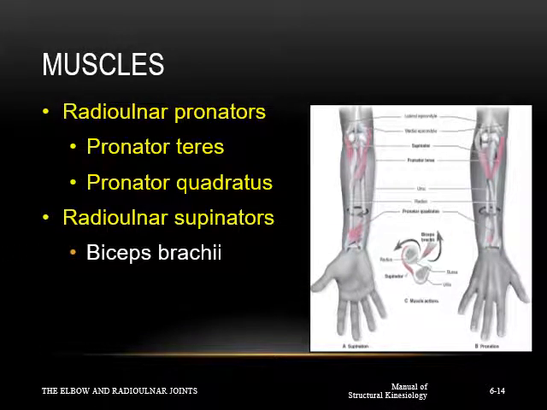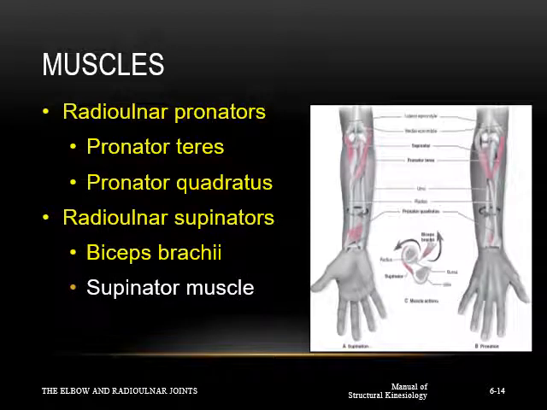The radioulnar supinators. The biceps brachii is actually a radioulnar supinator. So the biceps brachii does both elbow flexion and radioulnar supination. Okay, and you have the supinator muscle. So the names of these muscles should definitely help with the actions, because you have the Pronator Teres and Pronator Quadratus that do pronation, and the supinator muscle does supination.